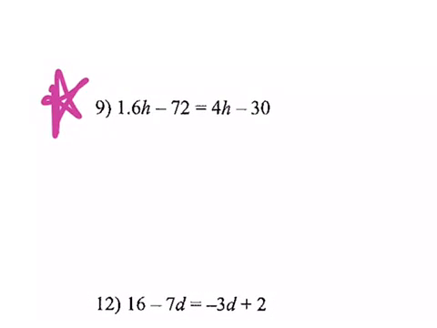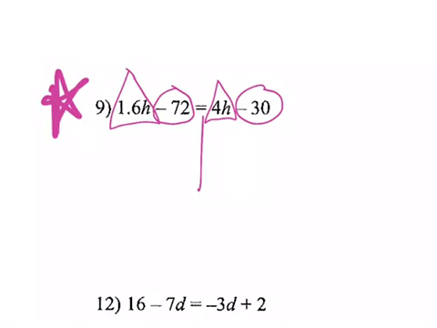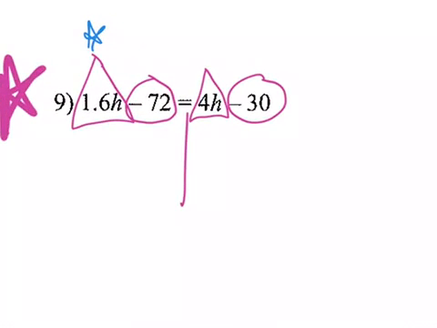Okay, last one, number 9. I've got 1.6h minus 72 equals 4h minus 30. So now is this a balanced equation? Yes. I have one variable and one number on both sides, so they're even right now. That means I've got to find my smallest variable. What's your smaller variable? 1.6. Okay, so that's what I've got to get rid of first.